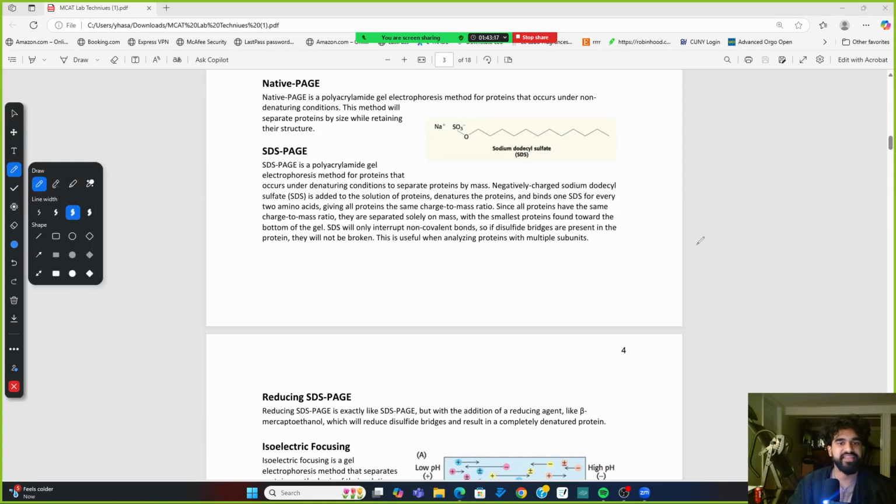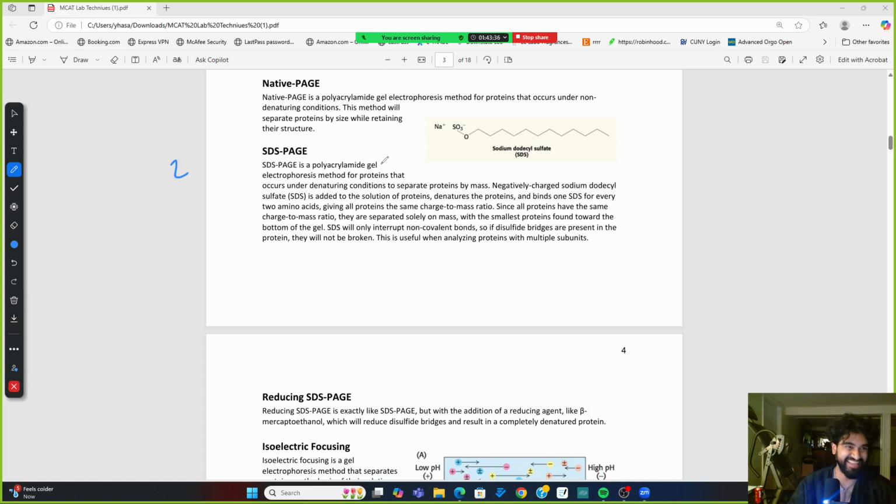So, native PAGE. What is PAGE? Polyacrylamide gel electrophoresis. Smaller molecules elute first. Yes, that was the whole point of what we said, right? Guys, have you ever run a gel and then gripped the grippy, squishy agar? I have, actually. Native PAGE is a polyacrylamide gel electrophoresis for proteins that occurs under non-denaturing conditions, right? The method will separate proteins by size while retaining their structure.